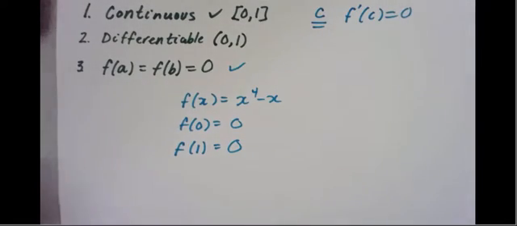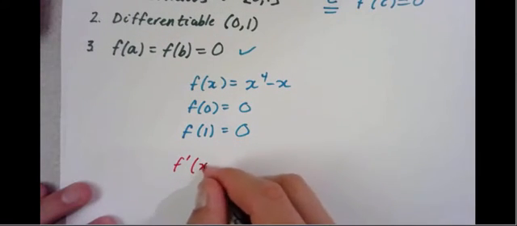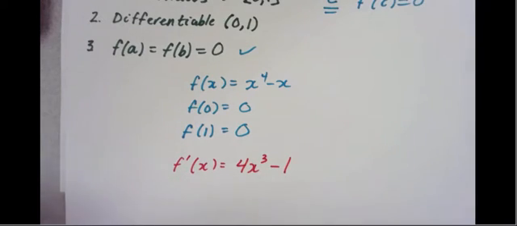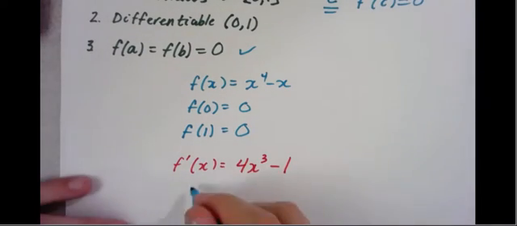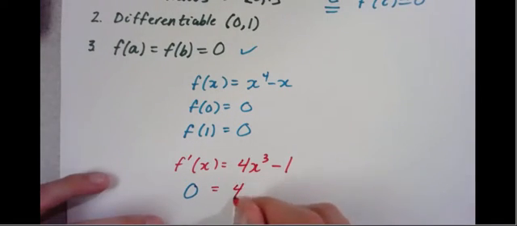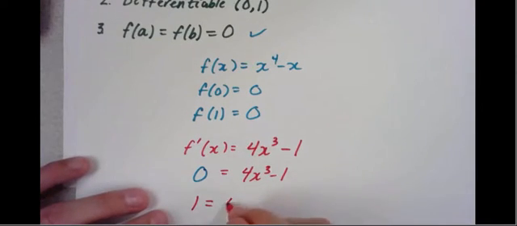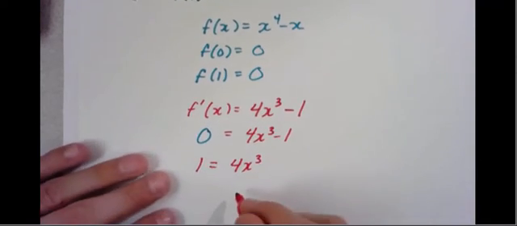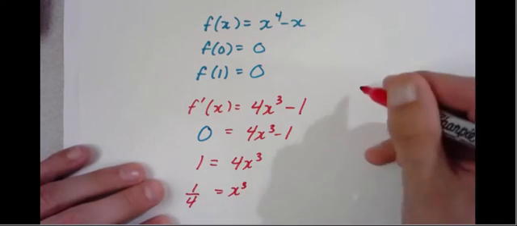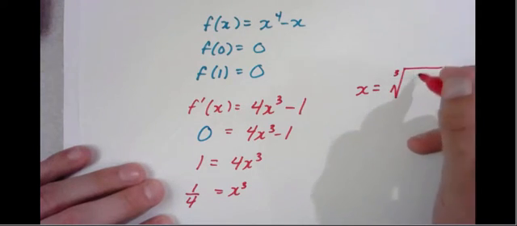So now I've got to find my derivative. f prime of x is equal to 4x cubed minus 1. The theorem tells us that we're looking for where the derivative is 0, which means a horizontal tangent line. So when I solve this cubic for x, I have 1 equals 4x cubed. I divide each side by 4 and I get 1/4 equals x cubed. So x is equal to the cube root of 1/4.